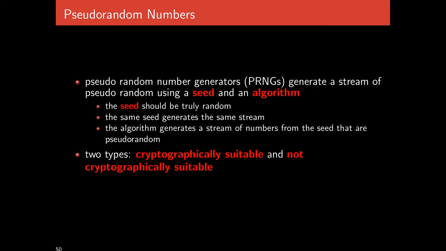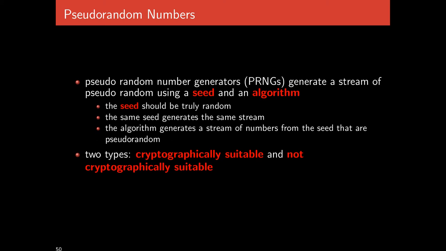So how can they be generated? The way that they work is with a pseudo-random number generator, a PRNG. This generates a stream of pseudo-randomness using a seed and an algorithm. If you've ever used functions like the system call rand, or the libc call rand, and srand to seed it, if you've ever generated random numbers in this way, then this will be familiar to you. Your computer isn't generating random numbers based on a coin flip, it's generating them based on some algorithm. And the most common one is this linear congruence.